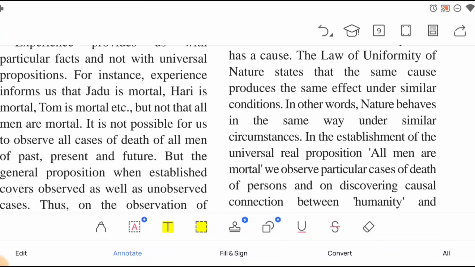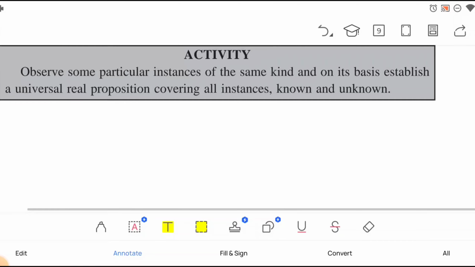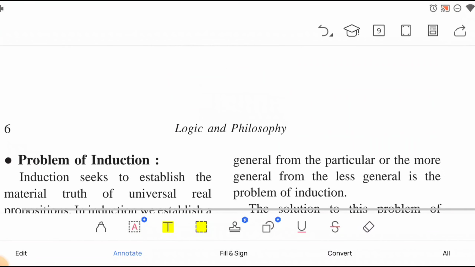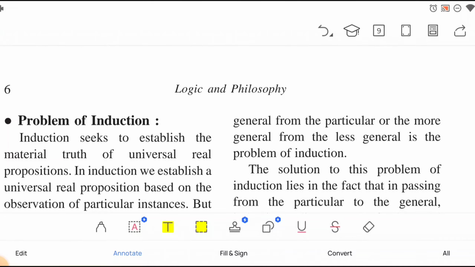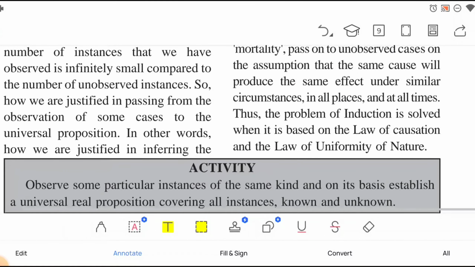What is the problem of induction? That the universal real propositions concluded by induction might be questionable because of less observation or lack of observation, but we can get the probable whole truth by using these laws, right? I hope you are clear about this: what is the problem of induction and how can we solve it? So we have talked about the necessity of induction and the problem of induction.